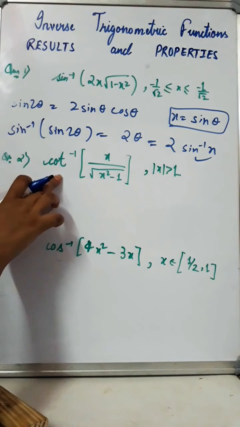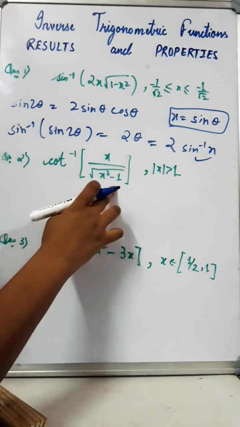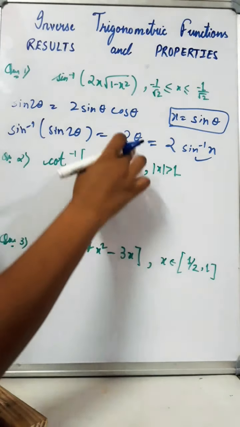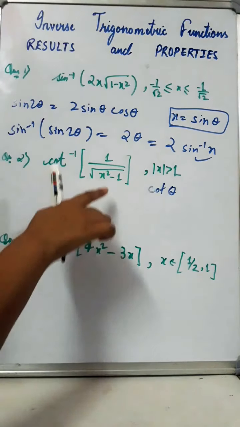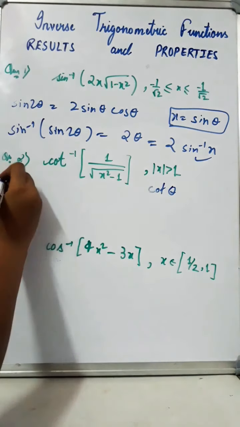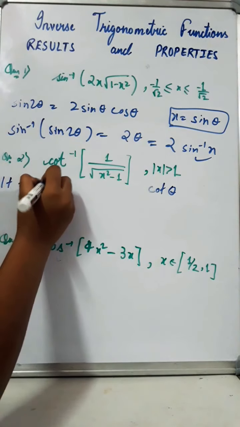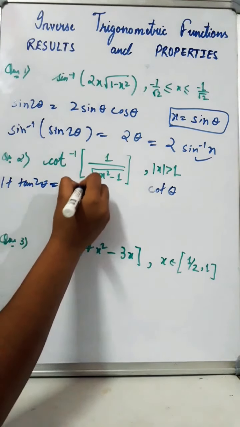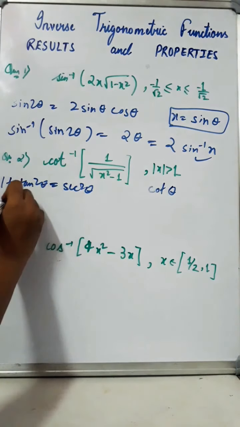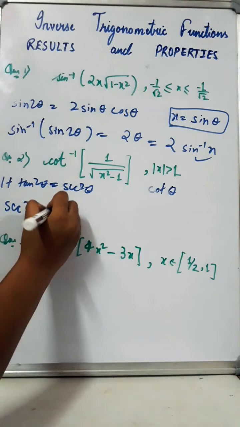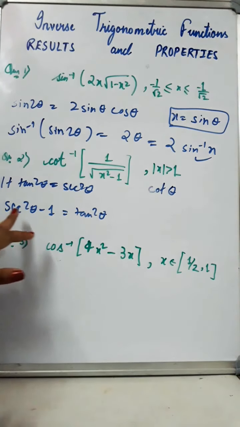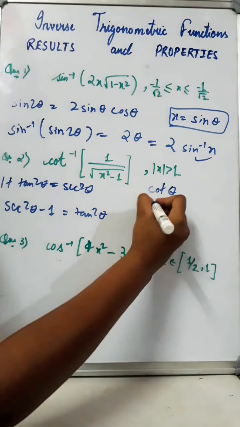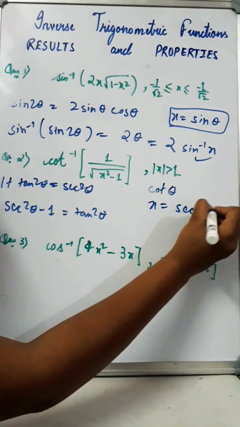And similarly you see this thing, cot inverse something. Now your motto is to bring this entity into something like cot theta, right? Now you see x square minus 1. You know 1 plus tan square theta is equal to sec square theta, right? From here you can get sec square theta minus 1 is your tan square theta. You got it? Take x as sec theta.